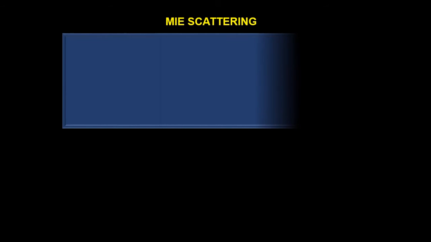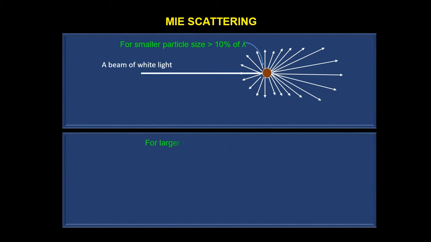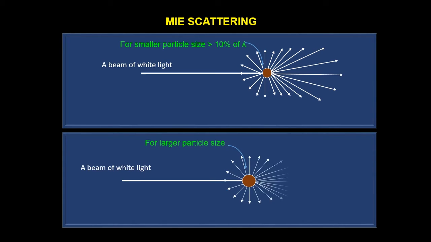Mie scattering. For particle size greater than 10% of the wavelength of incident light, light will be scattered with lesser symmetry than the Rayleigh scattering as shown. For larger particle size, the pattern of scattering will be similar to the smaller particle size, but the intensity of the scattered light in the forward direction of the incident radiation increases with increasing size of the particle.